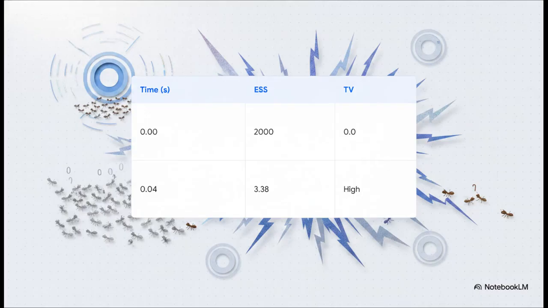Now, what's really interesting about this slide is the effective sample size, or ESS. At t equals 0.00 seconds, the ESS is a perfect 2,000. All the walkers are weighted equally, perfectly matching the starting line. But look at what happens at t equals 0.04 seconds. The ESS violently collapses to just 3.38.